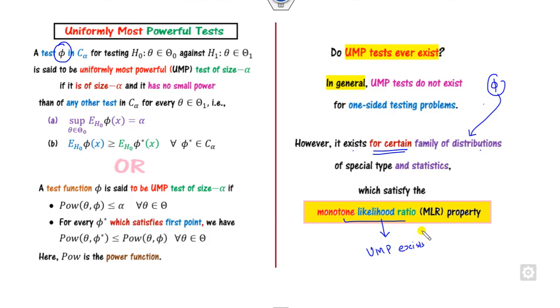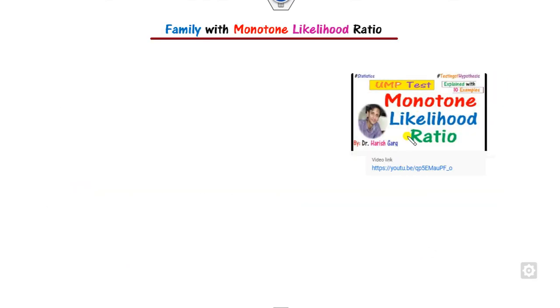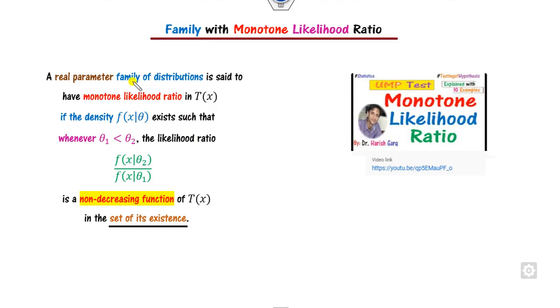Now the question is, what is the monotone likelihood ratio that we already discussed in our last lecture with the help of the 10 numerical examples in my previous lecture. You can watch this to get a clear idea about that. I can quickly recall that any real parameter family of distributions has a monotone likelihood ratio.